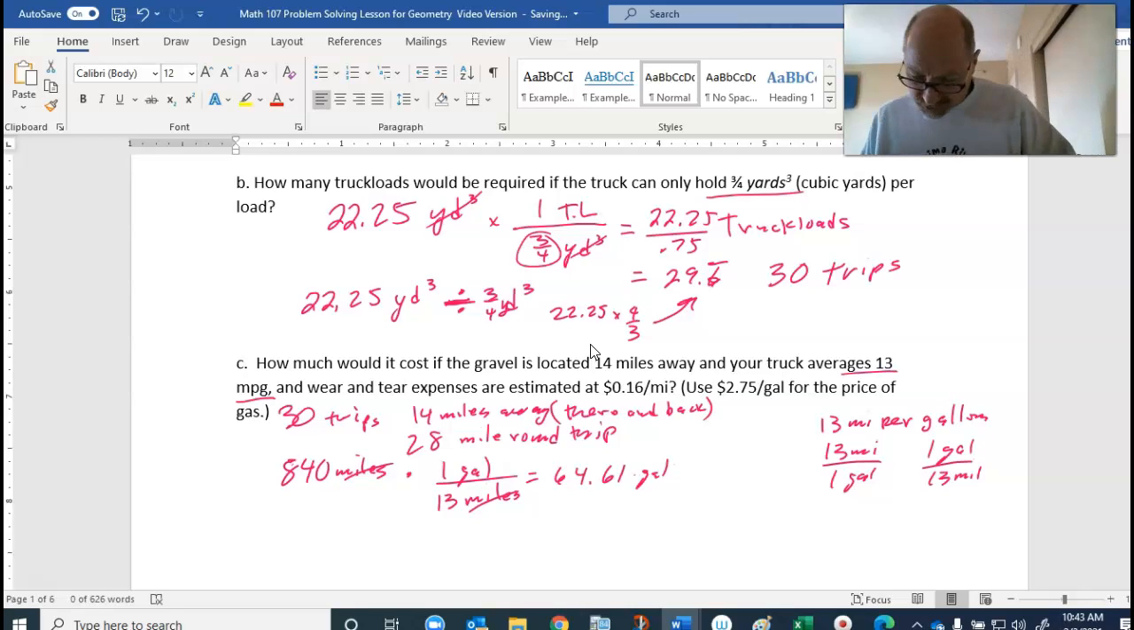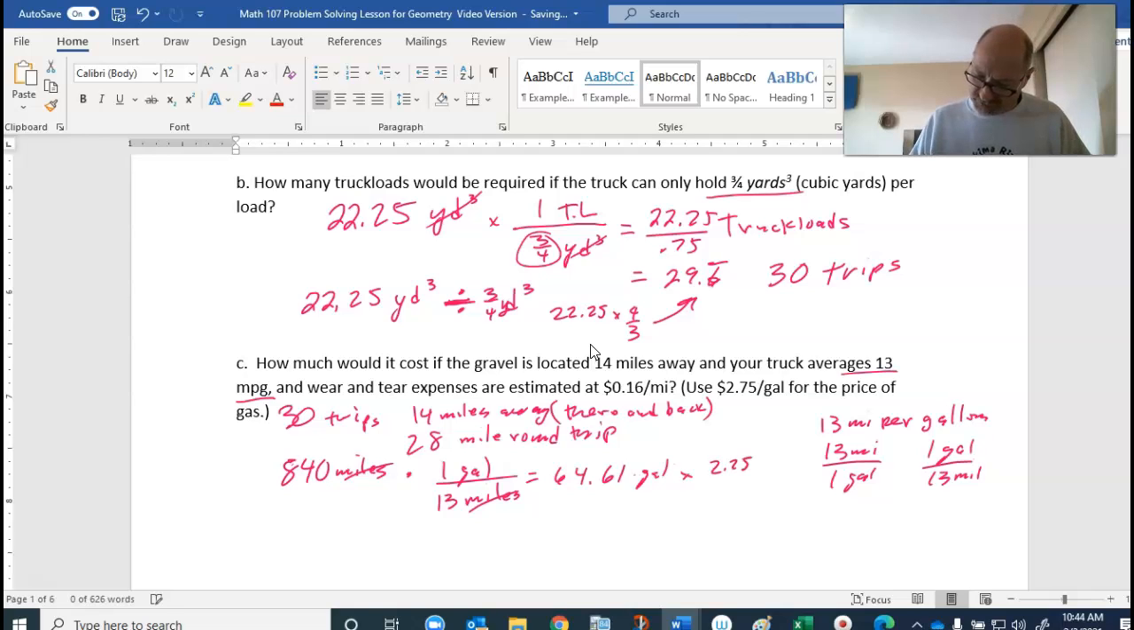And it costs you $2.75 per gallon. So we multiply that by 2.75 per gallon. The gallons will drop out and you'll get 64.61 something times $2.75, and so that's for gas. The gas will cost $177.69.